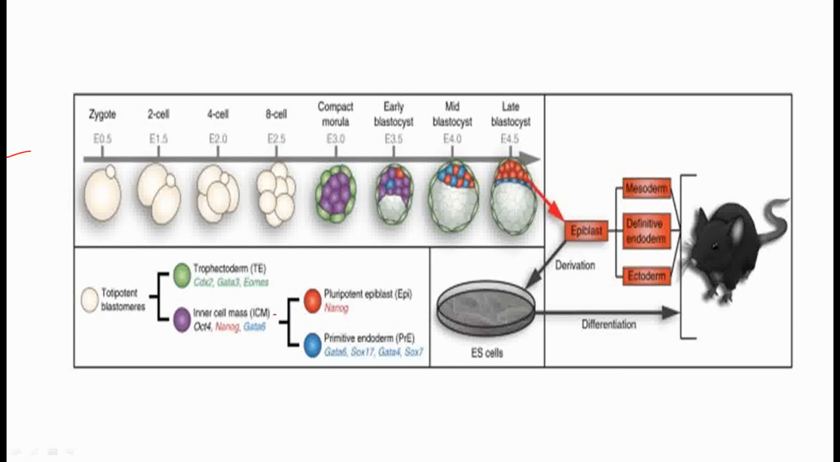So if we talk about the inner cell mass differentiation, this forms the pluripotent epiblast. The main signaling pathway for this epiblast is Nanog. I am again writing here. This is Nanog.